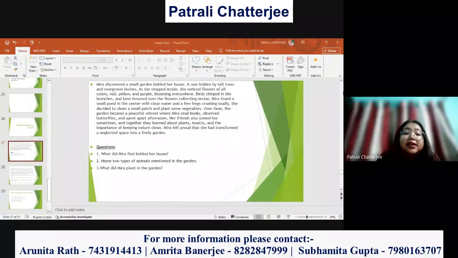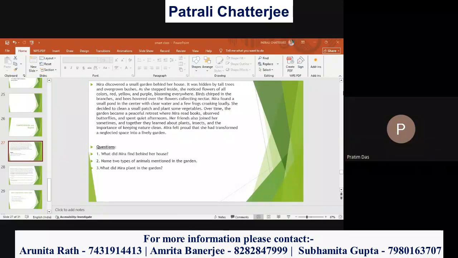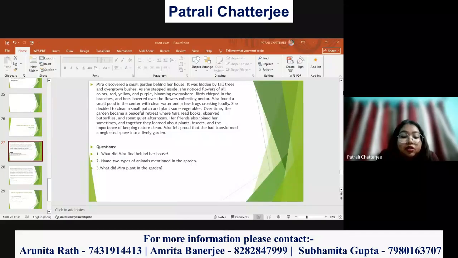Skimming means to just look at the passage. Since you all know how to read, when you look at a word, you cannot help but end up reading it.